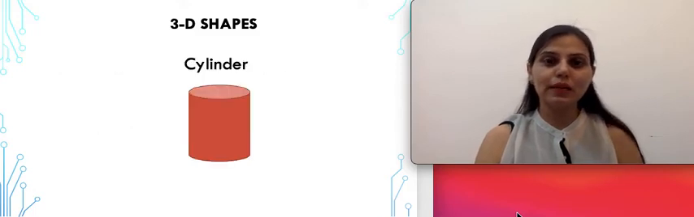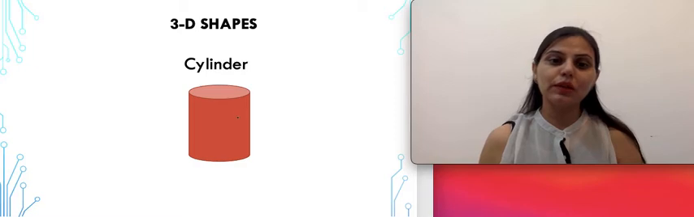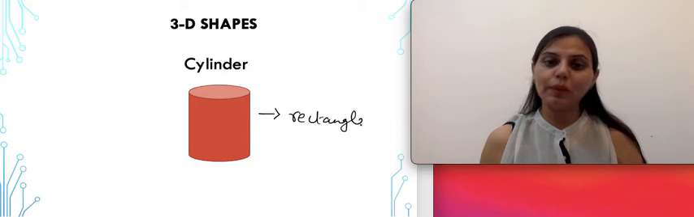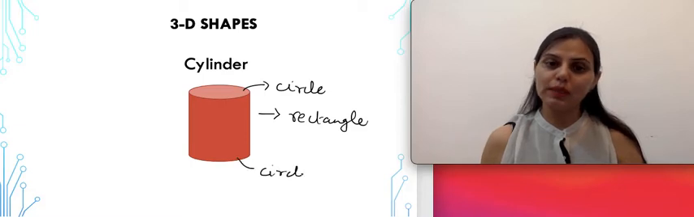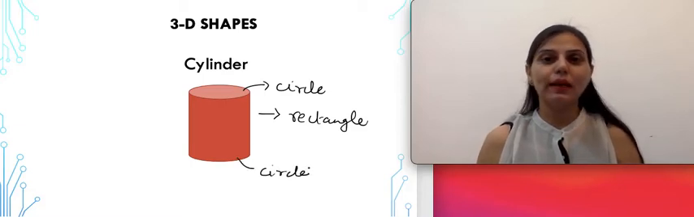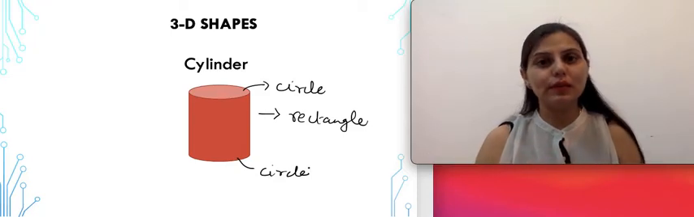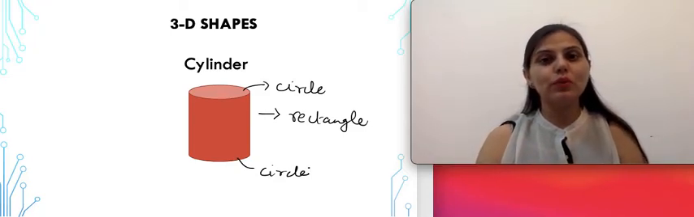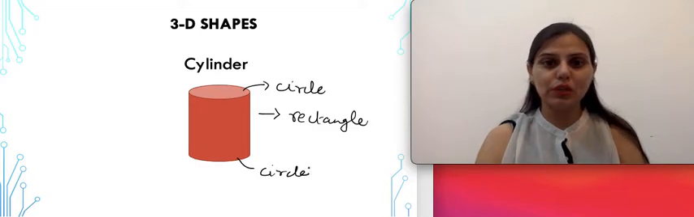A cylinder is a shape in which the center portion, when you open it, comes out to be a rectangle, and the top and the bottom bases are taken to be circles. So when we combine these three shapes, the top and bottom as circles, and when we fold the rectangle, then we get the shape of a cylinder. So in today's video, we are going to discuss the surface area and volume for all these three 3D shapes.